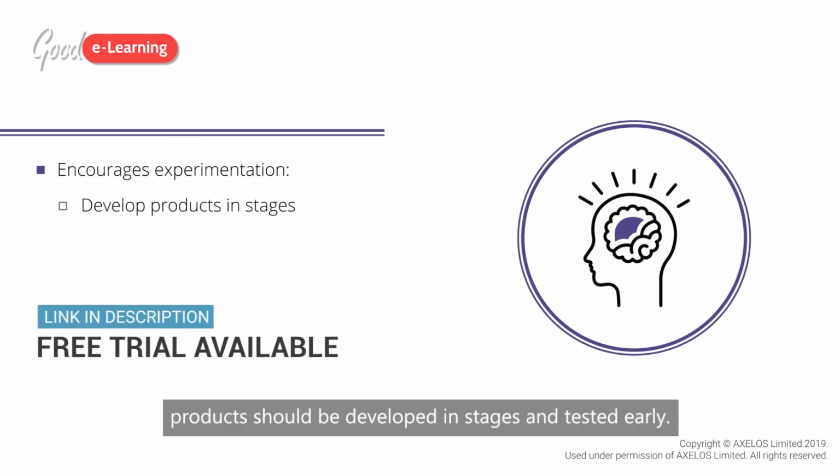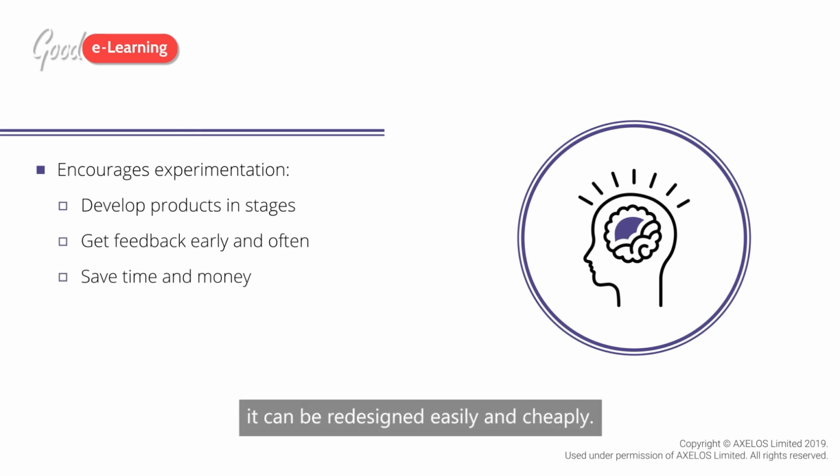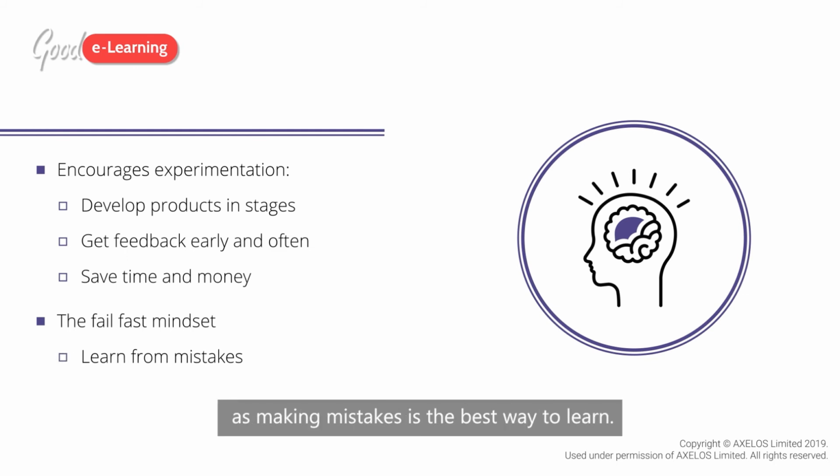Therefore, products should be developed in stages and tested early. If the MVP doesn't meet customer needs, it can be redesigned easily and cheaply. This mindset is known as fail fast and promotes the view that mistakes should not be feared, as making mistakes is the best way to learn.